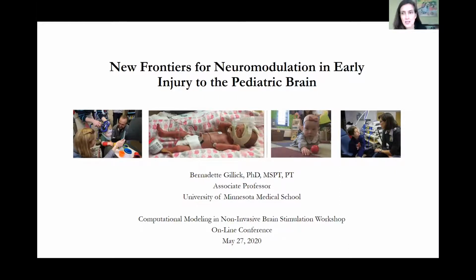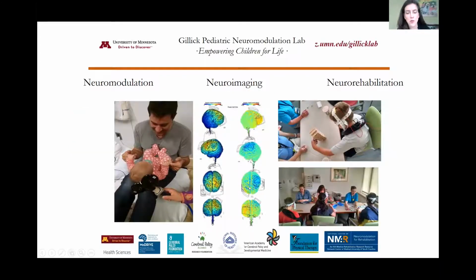But I think that the intersection and the blend will be a nice way to see how we've been integrating computational modeling. So my work is in pediatric brain injury, meaning stroke early on, and I will talk about the intersection of that and computational modeling. So we combine neuromodulation, neuroimaging, and neurorehabilitation. So I am a neuroscientist, and I am also a physical therapist of 30 years.